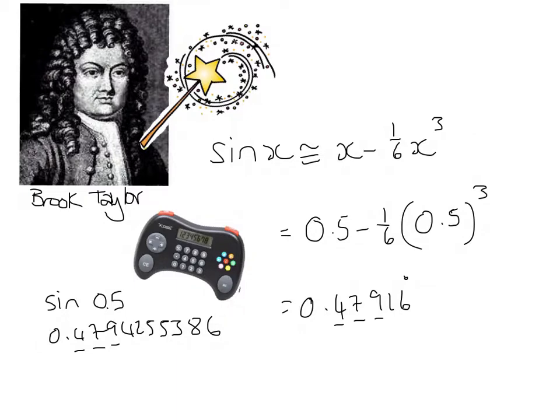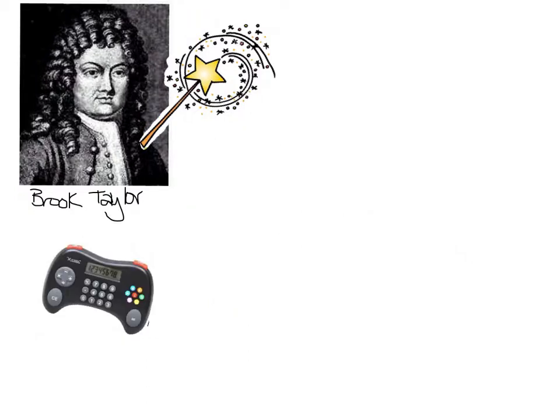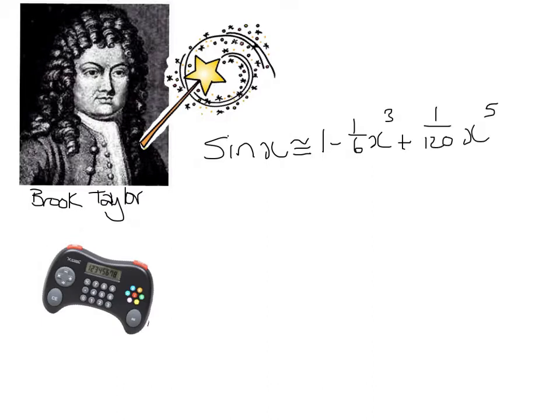But I want better than that. I want to make it look like I've actually got a proper calculator, even though I'm using my Xbox calculator. So I want like at least 6 or 7 decimal places accurate. Can you do that, Brooke Taylor? I can, he says. I have the magic wand of mathematics. Sine x is roughly equal to x minus a sixth x cubed plus 1 over 120 x to the 5. Try that, see how you get on, he says.